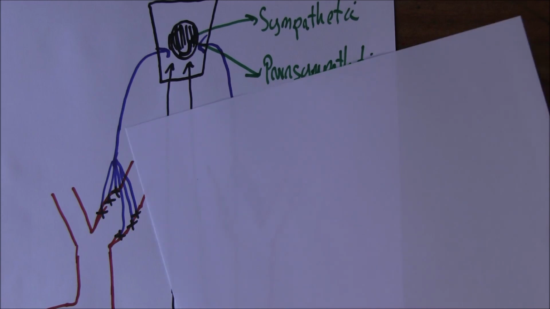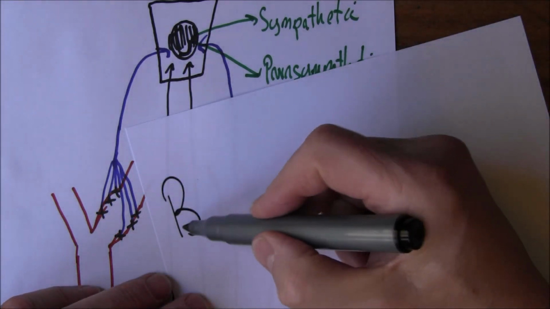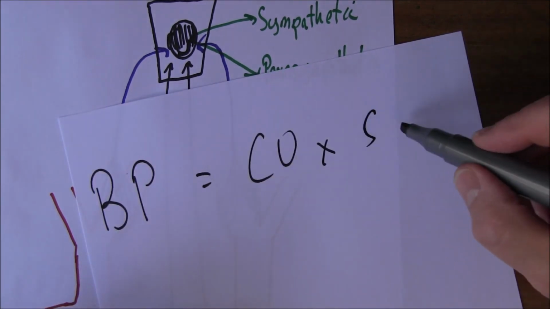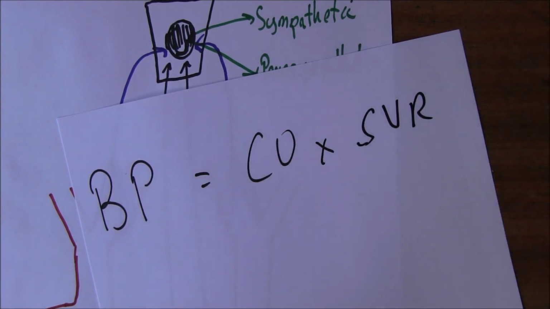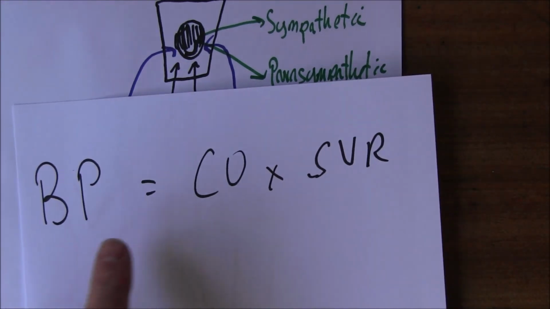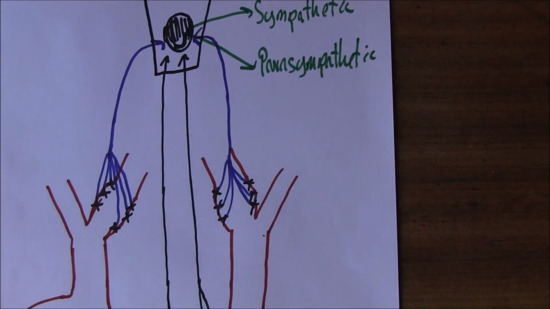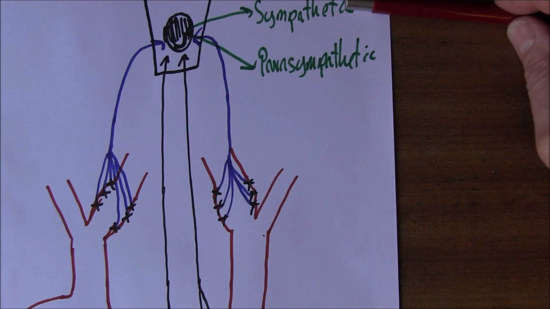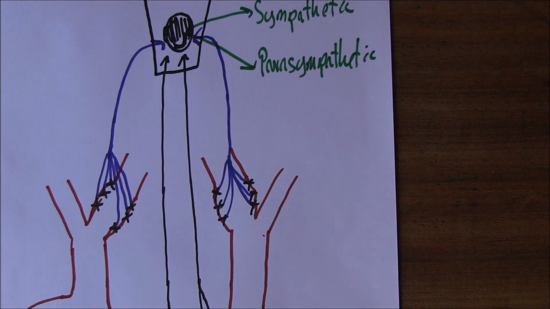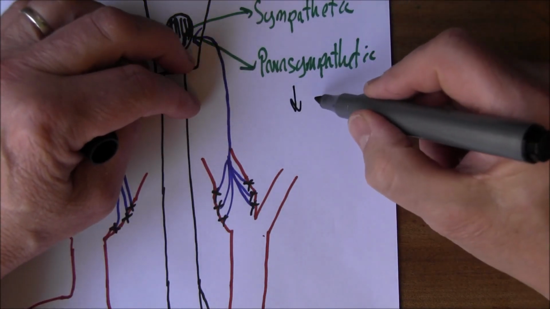And if we increase cardiac output, that's going to increase blood pressure, because hopefully now you've memorised the equation: blood pressure equals cardiac output multiplied by systemic vascular resistance. So now cardiac output has been increased, and that's going to bring blood pressure back up. So the sympathetic activity is going to increase, and the parasympathetic activity via the vagus nerve is going to decrease. So this is going to have these effects on the heart.